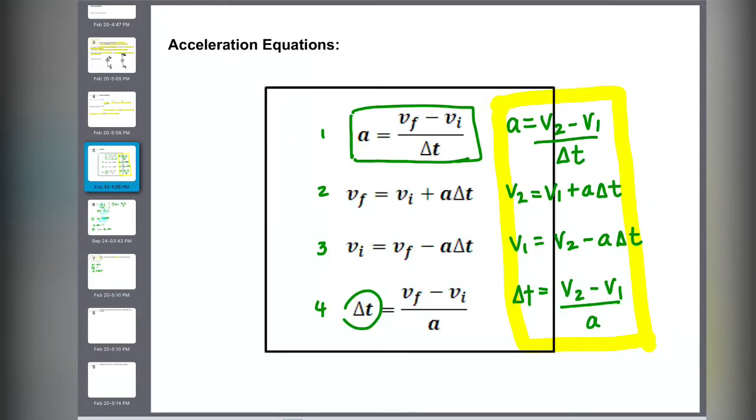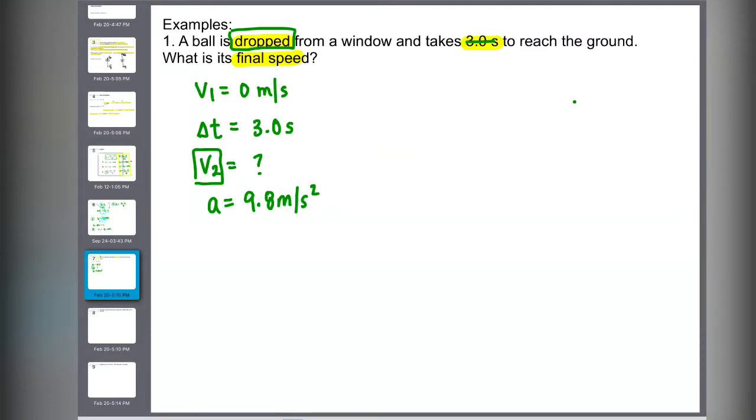I'm looking for V2. So find the V2 equation that you would need. V2, so it will be equation number 2, right? V2 is V1 plus A delta T. Write out your equation. You get a mark for writing out your equation, or you would lose a mark if you don't, okay? So V2 is equal to V1 plus A delta T. When the equation is properly arranged, now I just sub in what I know. V1 is 0, adding A, which is 9.8, and then multiply by T, which is 3.